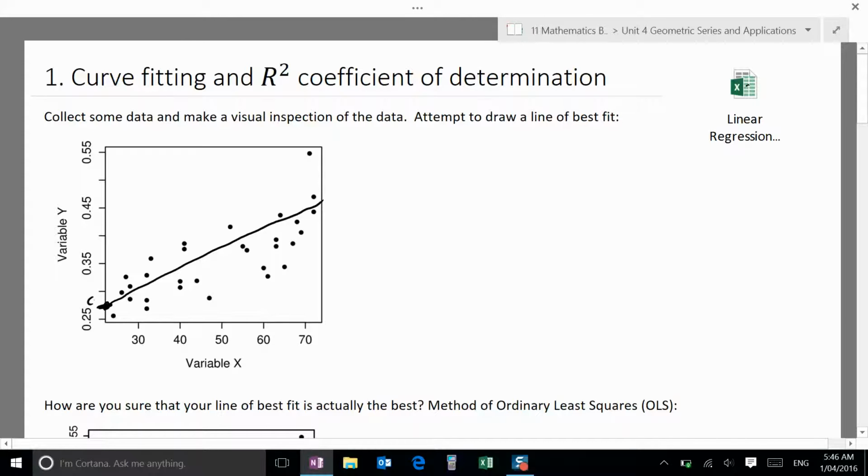Once I've drawn the line of best fit, we have here our C value, and then we just choose two convenient points to find our gradient, and we'll be able to draw the line of best fit. The issue with this is that it's inconsistent. We may get different lines of best fit.